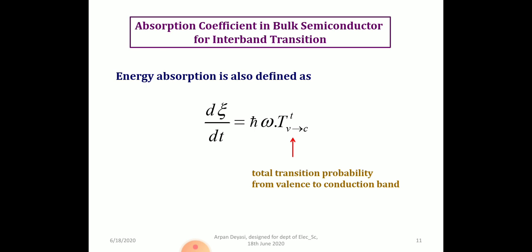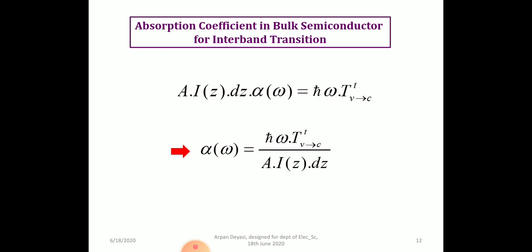This parameter is very important. Capital T means you have to consider the total transition probability. And what is total transition probability? It is the transition probability from valence band to conduction band naturally, and h cross omega is the energy of a single photon. So that is the definition of the energy absorption.